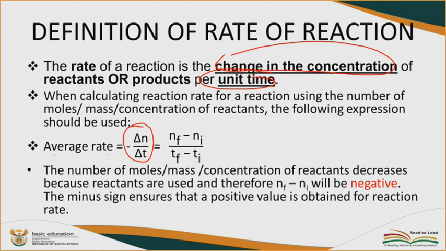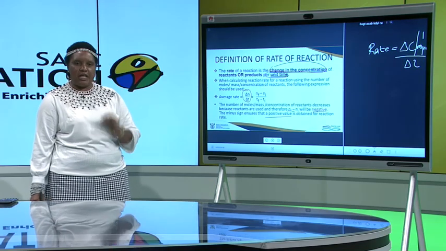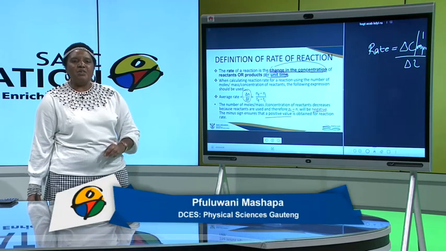Why? Because during the course of the reaction, the concentration of the reactants decreases while it is being converted to the product. So when you are moving mathematically, your final will be less than your initial, and when you subtract, you are going to get a negative value. So this negative in the formula is going to counteract the answer, and your answer will be a positive value. So grade 12, remember, whenever you calculate the rate of reaction, your answer must always be a positive value.